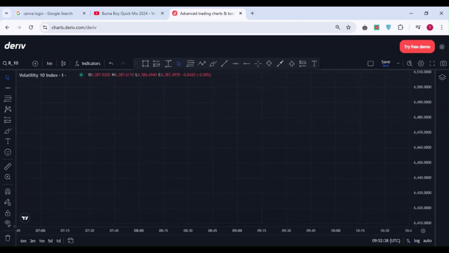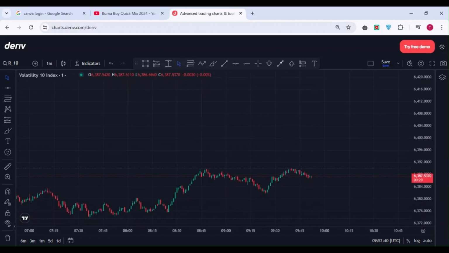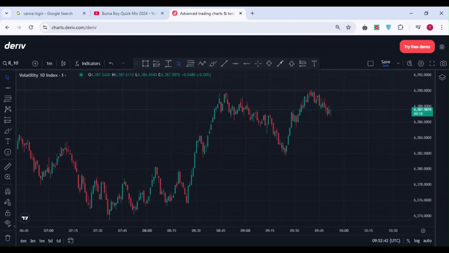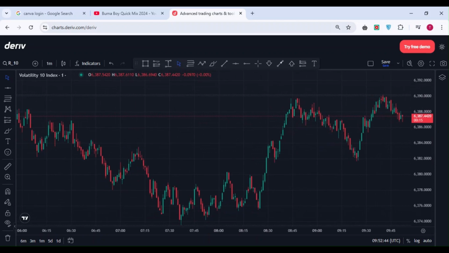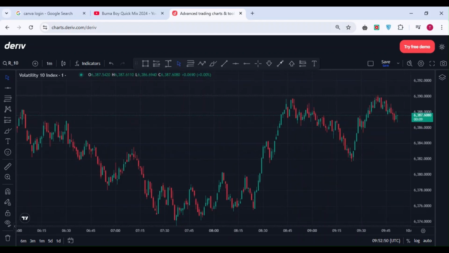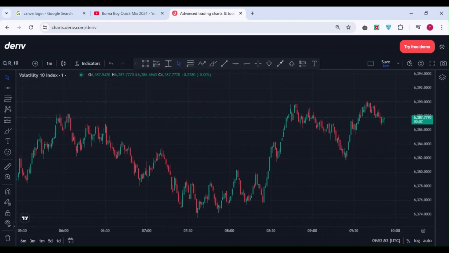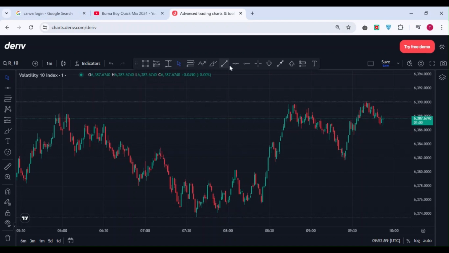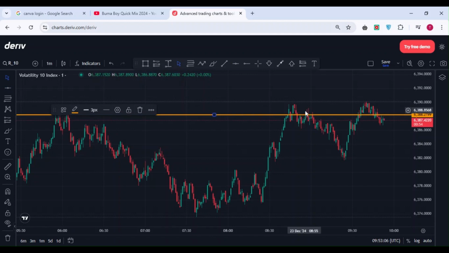When I zoom out, let me see how the market is currently behaving. Let me just show you how I do my analysis. Looking at the market currently, there are zones. You just pick your tools, pick the horizontal tool, and mark that area where you see the market is doing something.